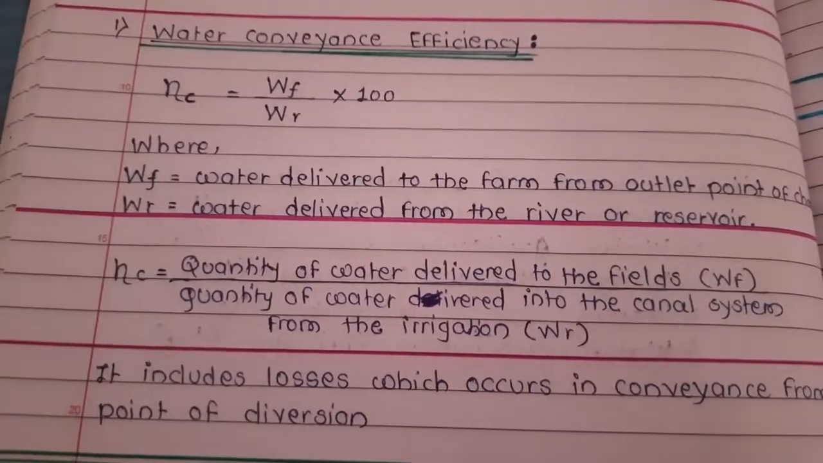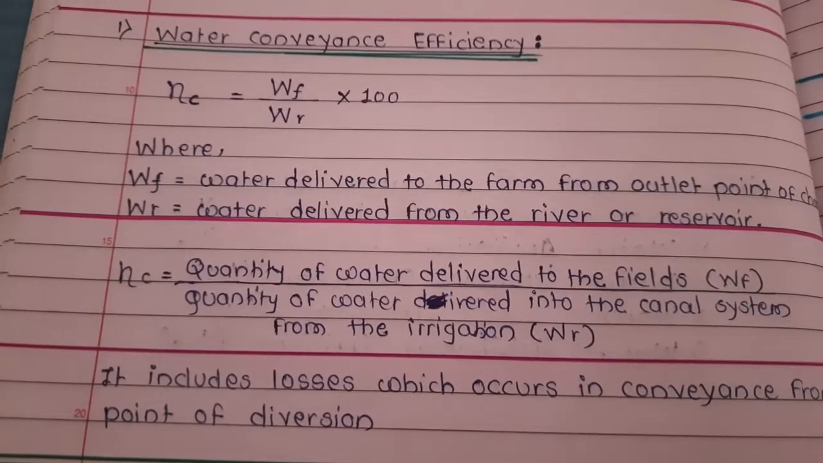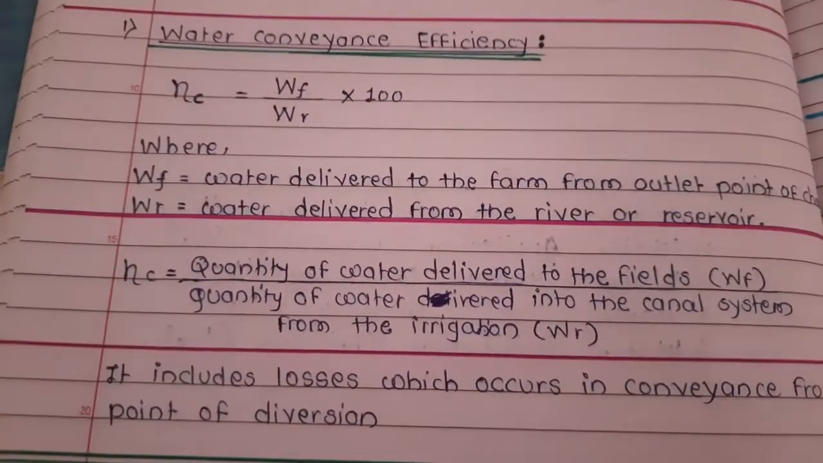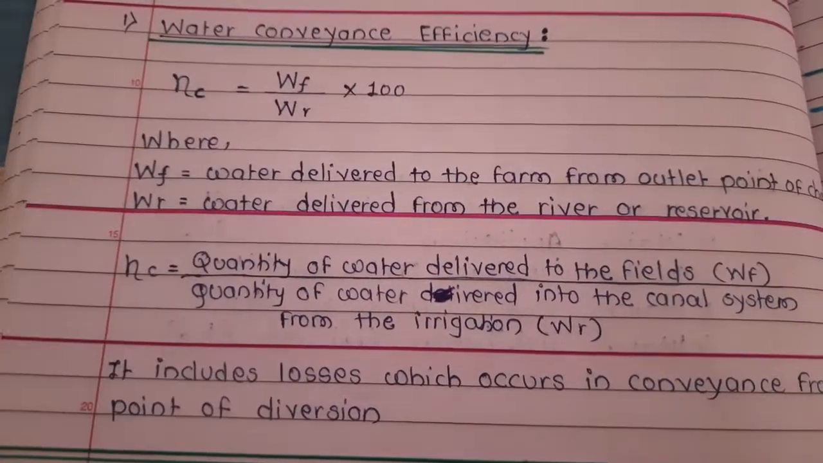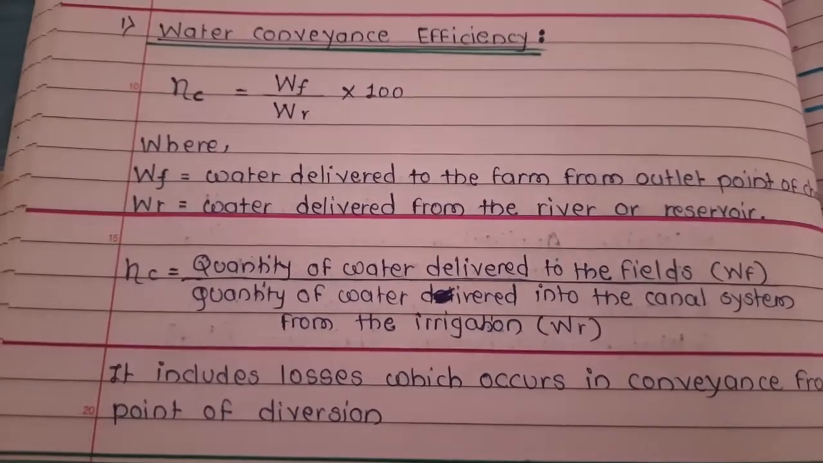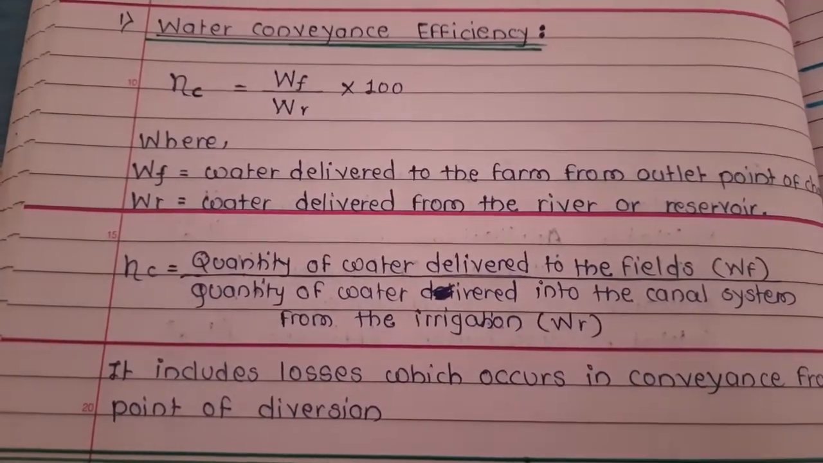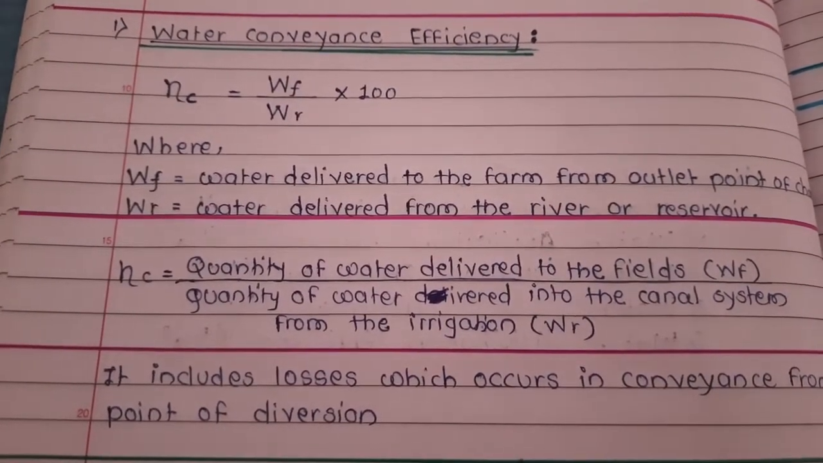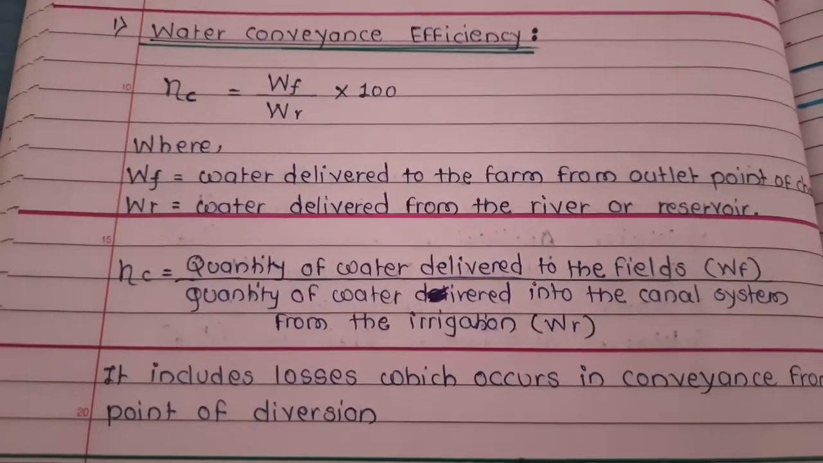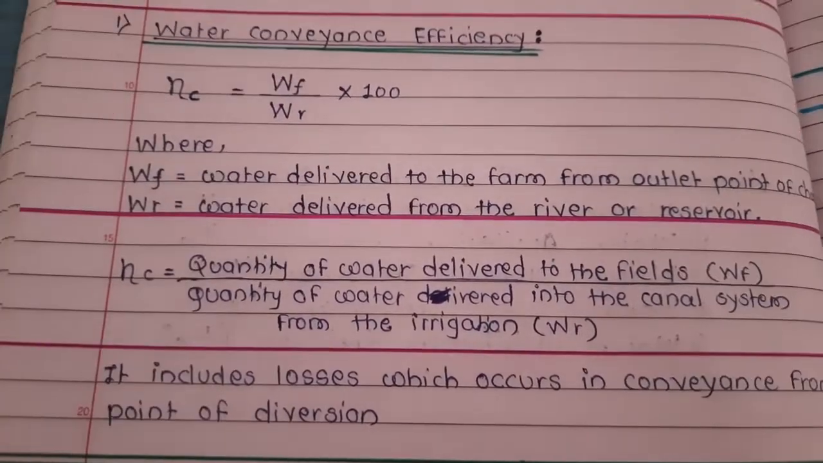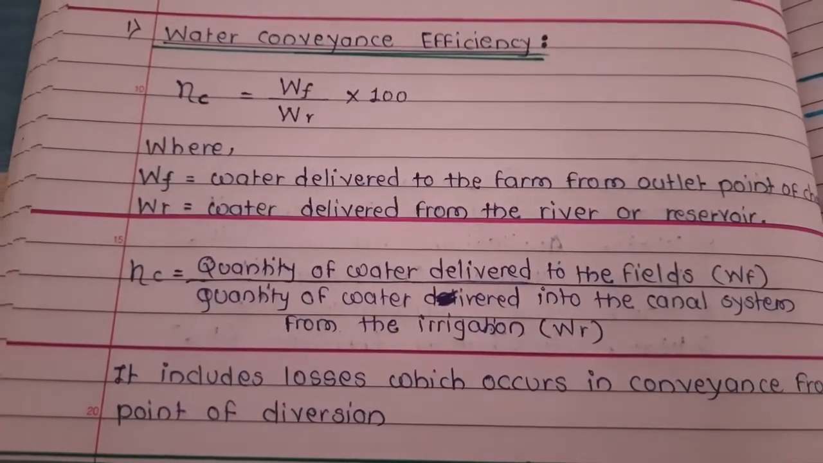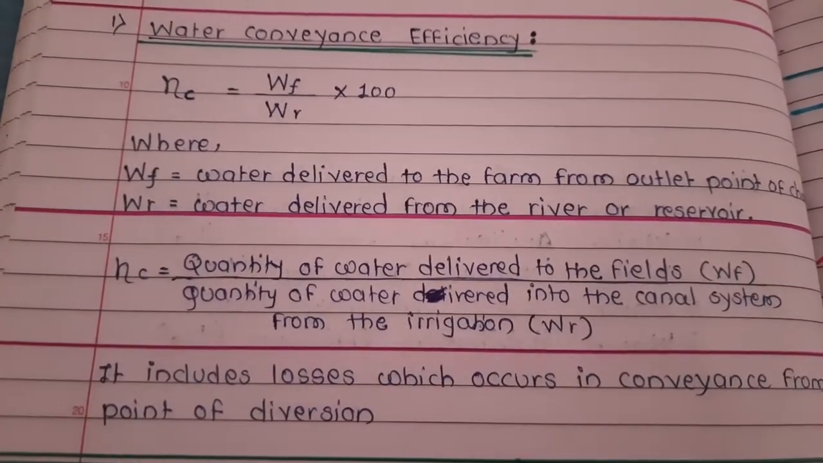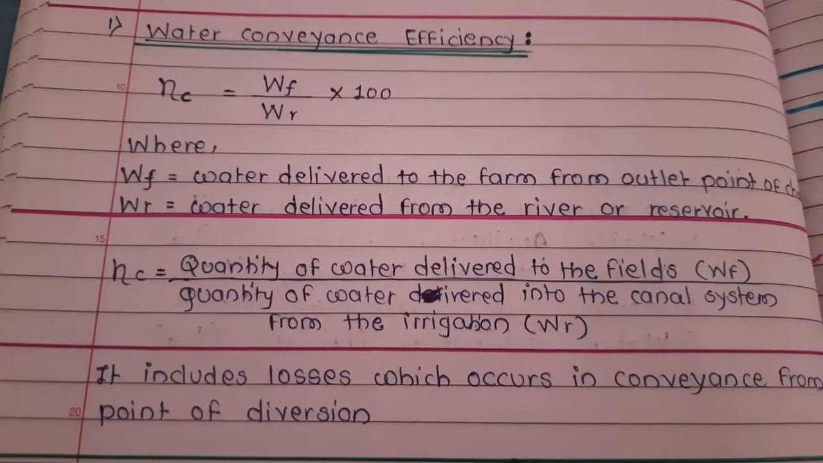First is water conveyance efficiency. In the diagram, we saw how water is conveyed from canal to the field. Consider 200 liters of water is conveyed from canal to the field, but at the entry of the field we can see only 150 liters of water has reached. I take these values only for understanding. So we can say 50 liters of water is lost during conveyance of water.